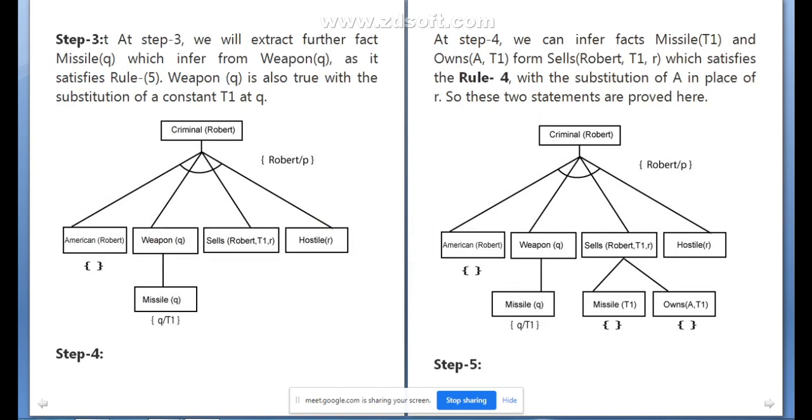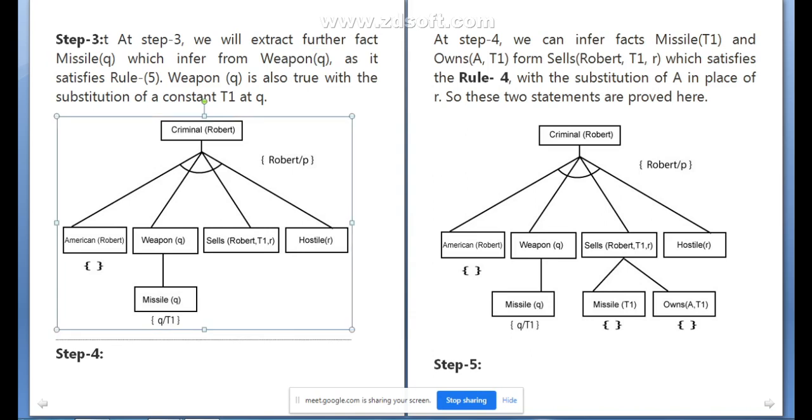At step 3 we'll extract the further facts, that is missile Q, which is inferred from weapon Q. अभी ये है ना हमारा, हमने यहाँ तक फैक्ट्स क्या किया? इन्फर किया फ्रॉम दैट पर्टिकुलर गोल फैक्ट. अभी ये जो साइन है आपको दिखाई दे रही है? ये साइन, दिस साइन एरो दिख रहा है? माउस का एरो दिख रहा है? Yes, sir. हाँ. तो ये जो साइन है मीन्स व्हाट?